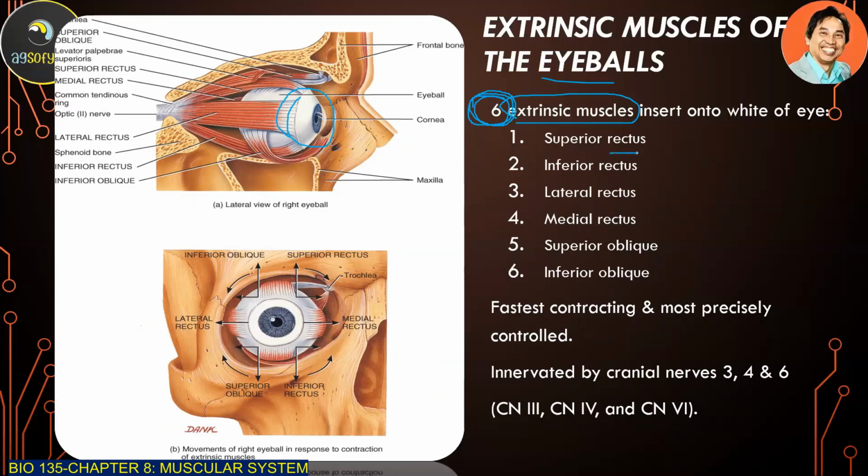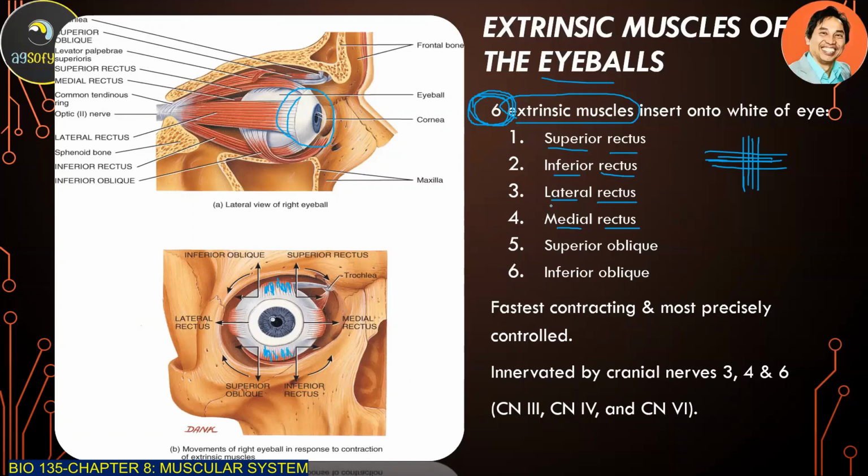Four of them are called rectus. Rectus means straight, like straight horizontal or straight vertical. This is what we call the rectus muscle. There will be four of them: superior, inferior, lateral, and medial. Superior means straight on the top. So this is the superior rectus muscle. Inferior means at the bottom. So this is going to be the inferior rectus muscle.